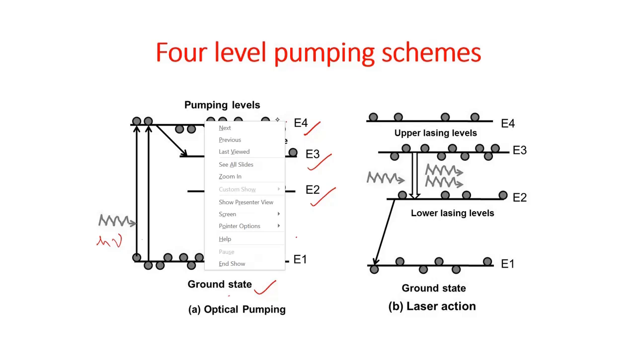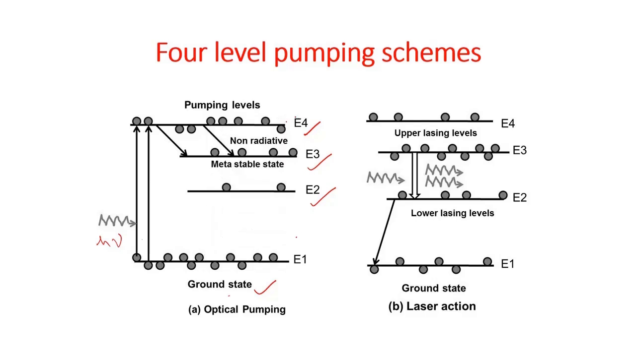The atom stays in E4 for only about 10 to the power minus 8 seconds and quickly drops down to the metastable level E3. As spontaneous transition from the level E3 to E2 cannot take place, the atoms get trapped at the level E3. Due to further absorption, the population at the level E3 grows rapidly.